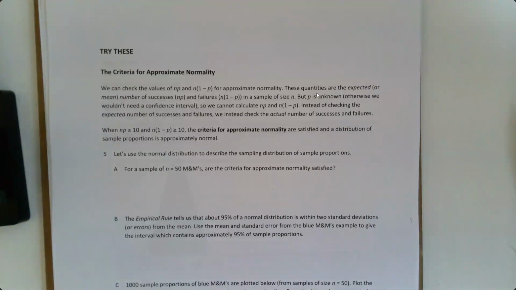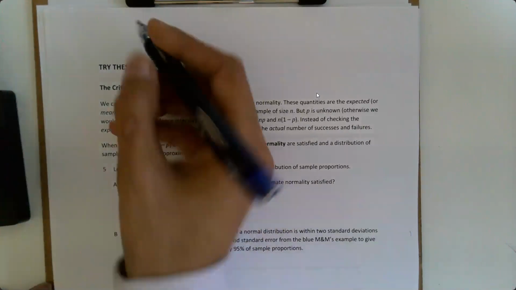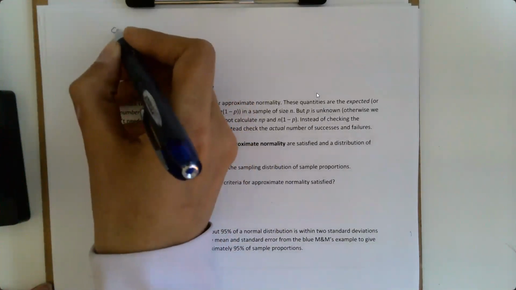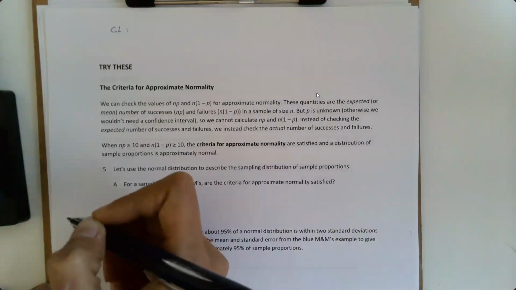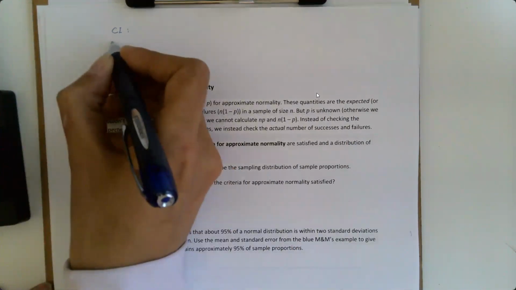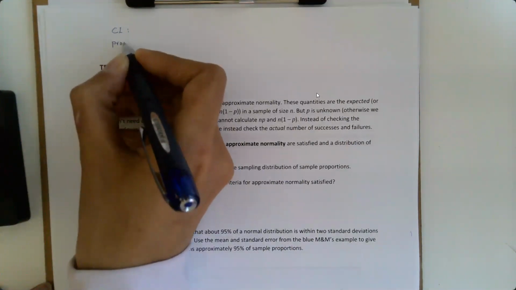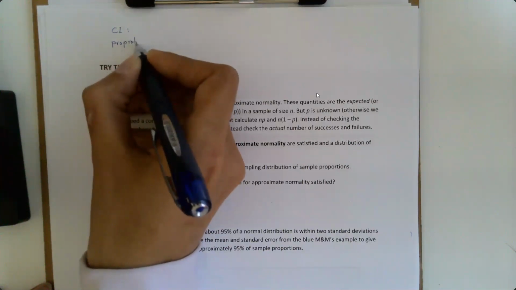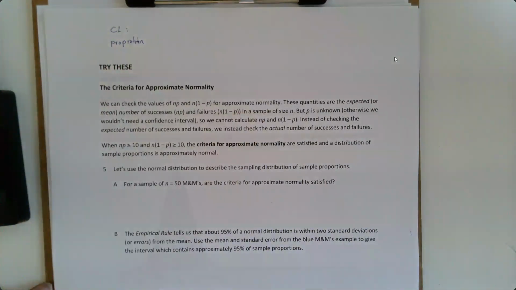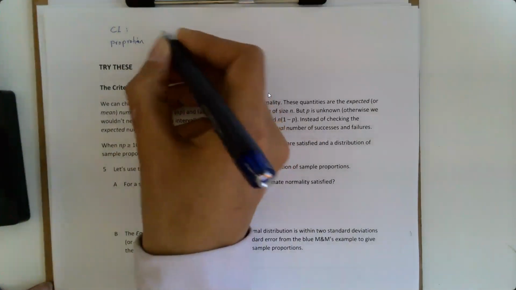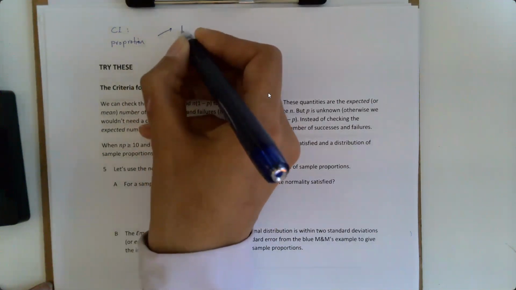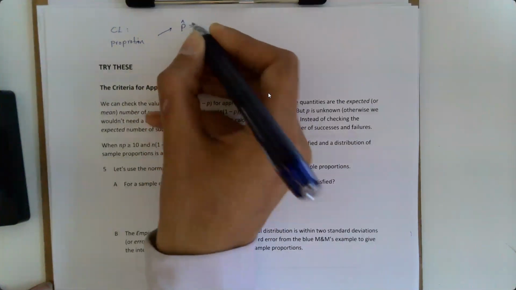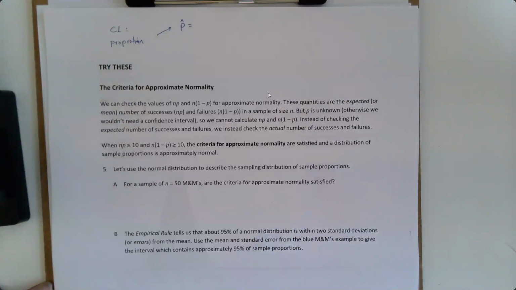Well, what we learned yesterday, we started talking about confidence intervals. Recall that to form the confidence interval for a proportion, so if the question says, hey, construct the confidence interval for the proportion of a population, we need the following information. First, we need to find p hat, which is your sample proportion.